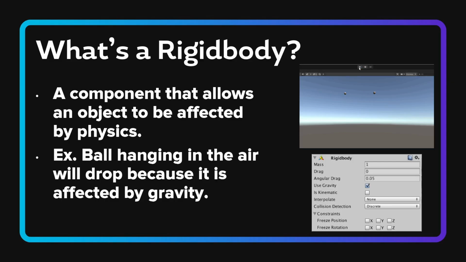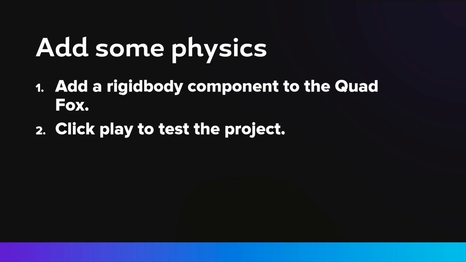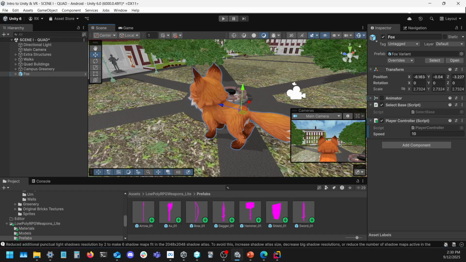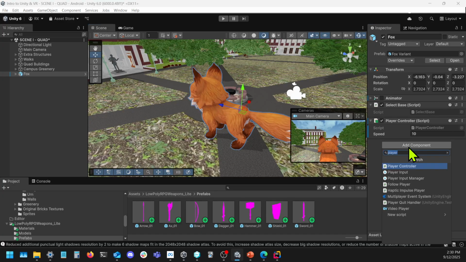So for example, you can see in this animated video here that the ball on the left has a rigid body component and the ball on the right does not. Or if it does, then gravity is not enabled. So we're going to give our Fox some physics. We're going to add a rigid body component to the quad Fox and we're going to test it out and see if it works. And so we can do this just like we did before with the other scripts. We're going to click Add Component, then we're going to look up rigid body. And we're not going to want to choose rigid body 2D because we're working in a 3D space.